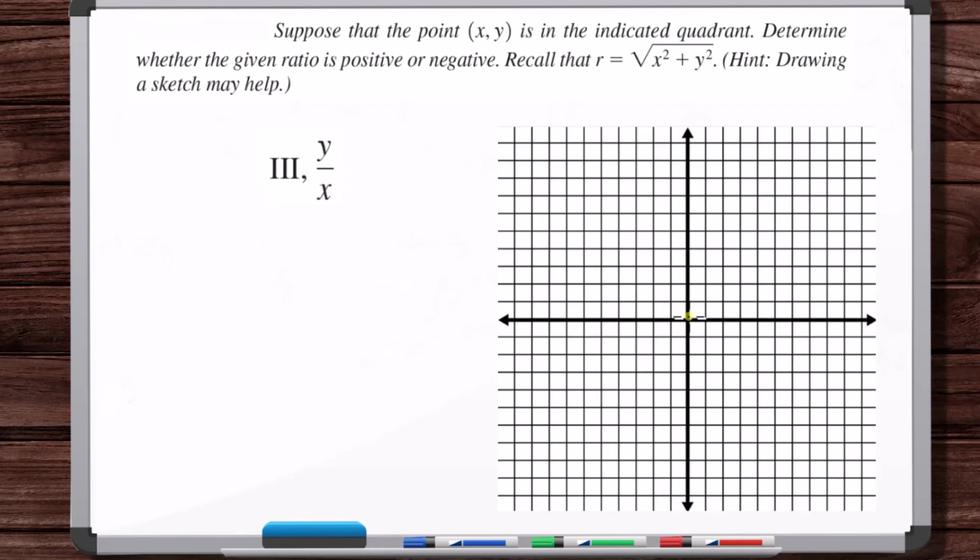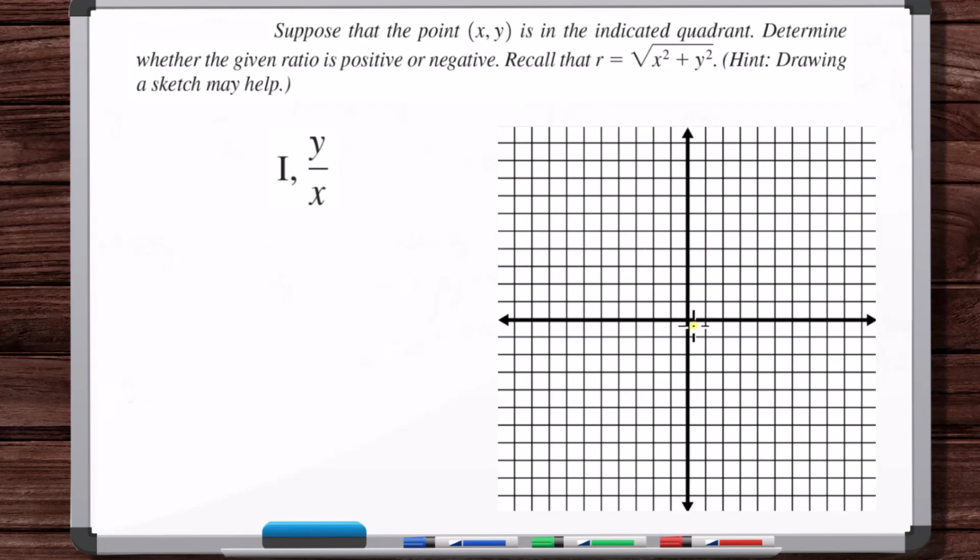Third quadrant. Anything out here, create the right triangle. So x is negative and y is negative. Now we're doing y and x. X is negative, y is negative, so negative divided by negative is positive. So this is positive.